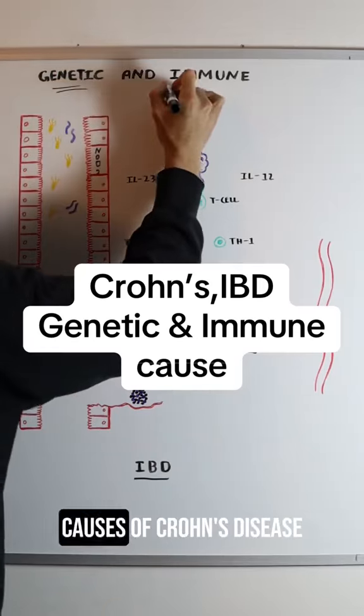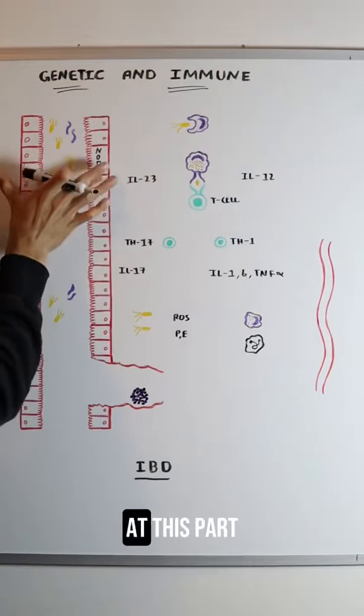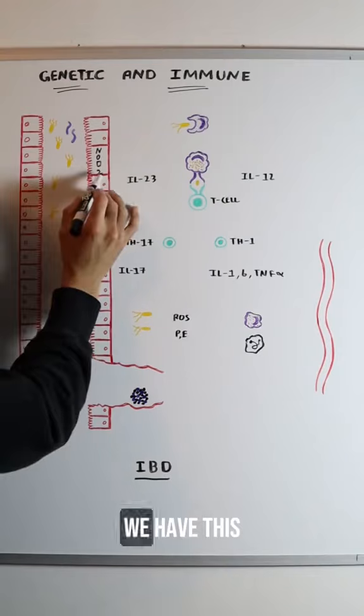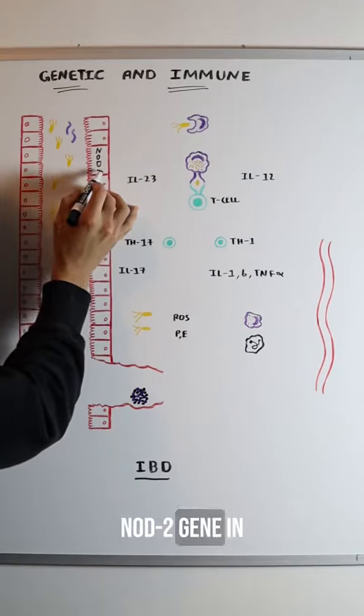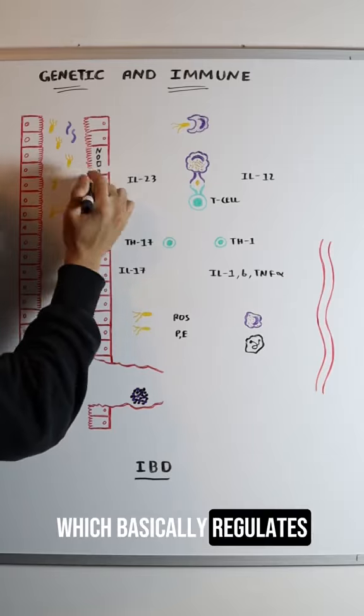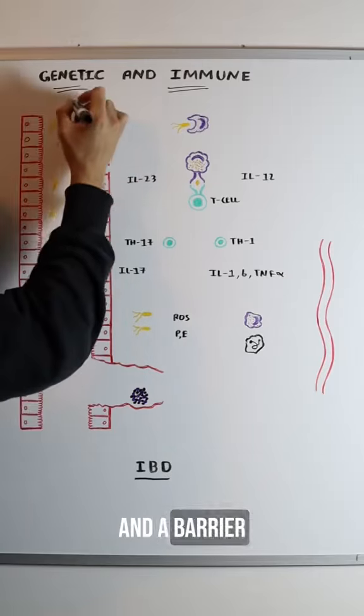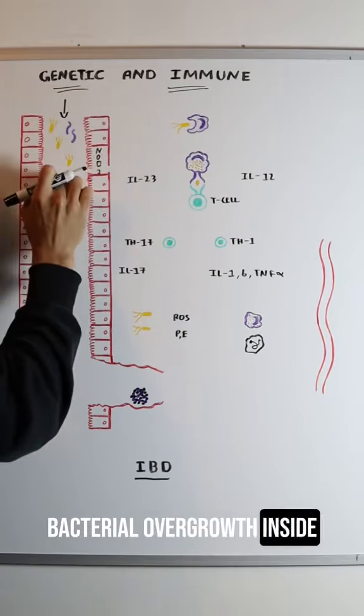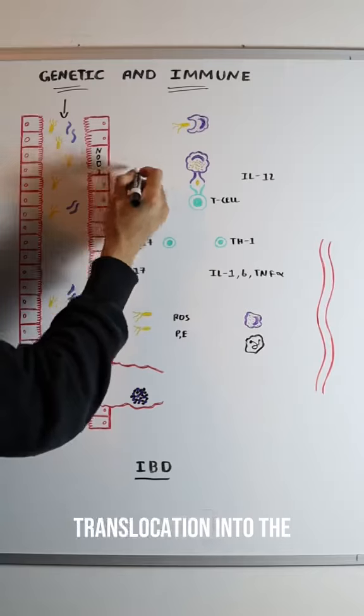Genetic and immune causes of Crohn's disease. So if we take a look at this part of the intestine or the GI tract, we have this particular gene called NOD2 gene in the epithelial cell, which basically regulates a protective mechanism and a barrier against this bad bacterial overgrowth inside the GI lumen and its translocation into the GI tissue.